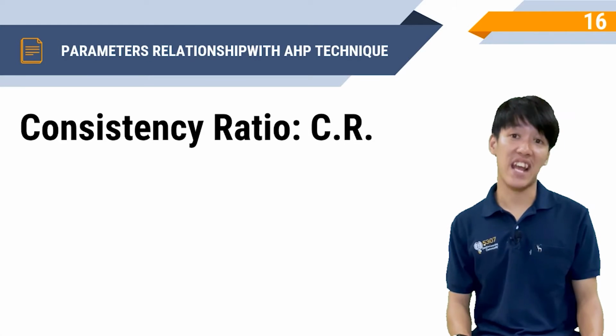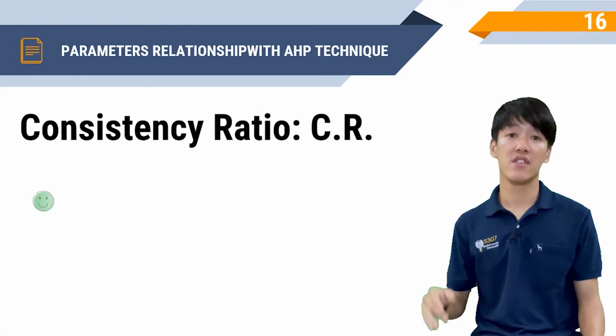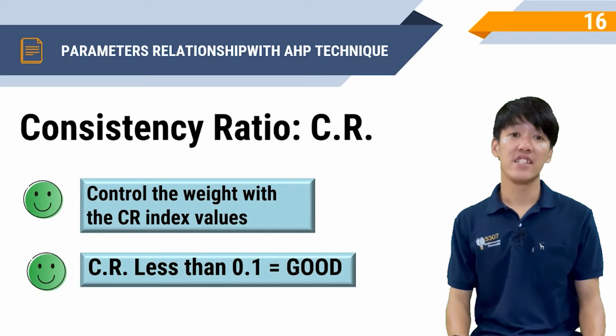Finally, we check the consistency of the weight with the CR value. If CR is less than 0.1, it means a good weighting.